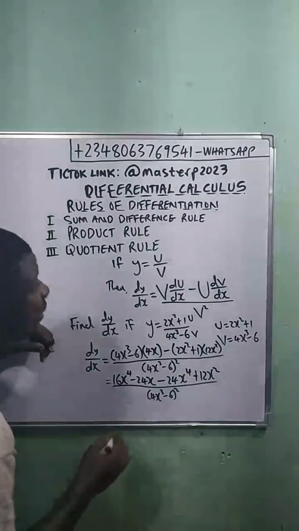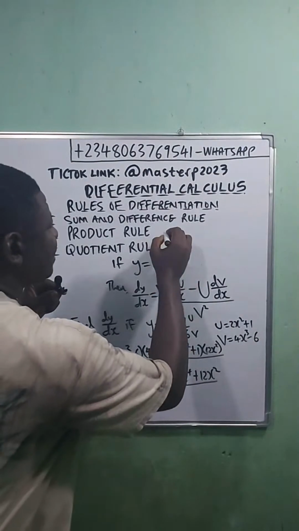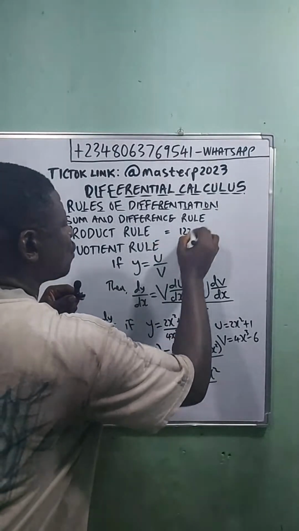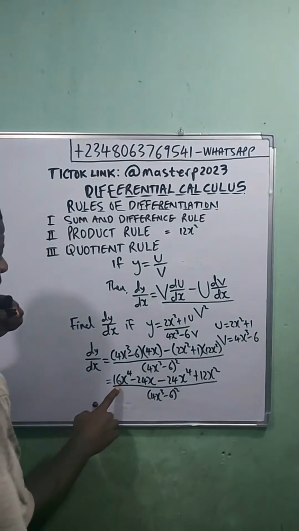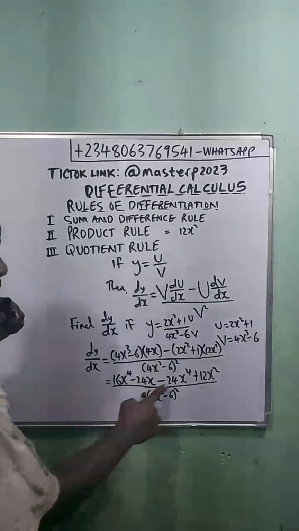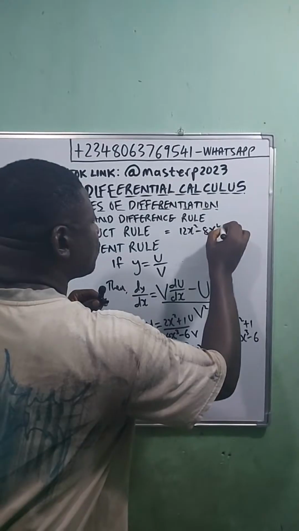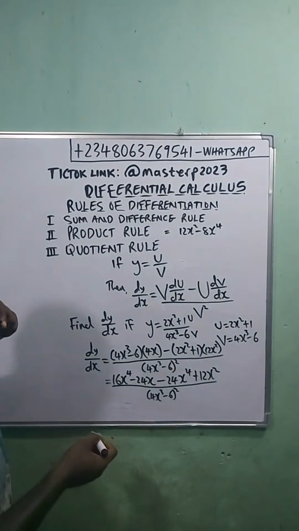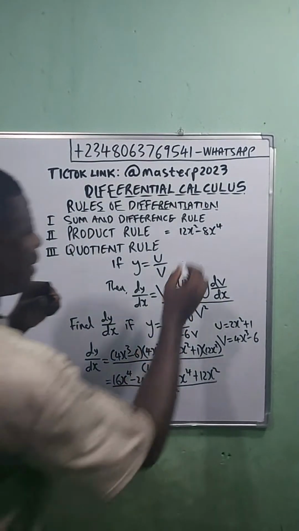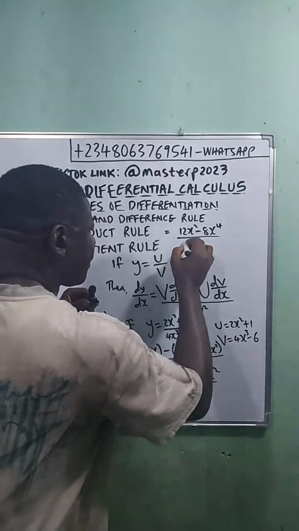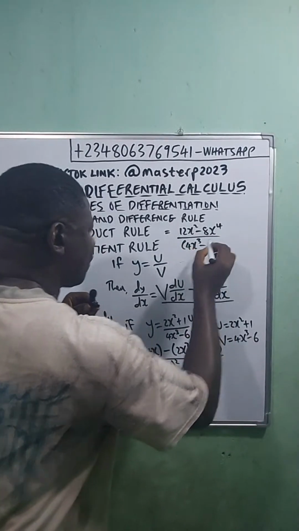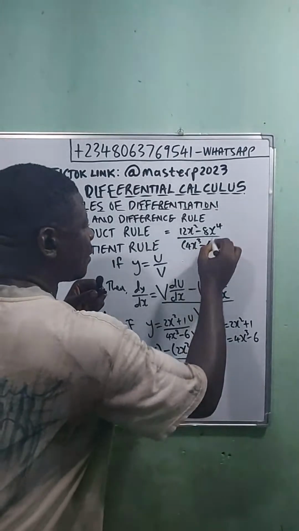From here, the final answer now will be 12x squared. Then 16x to the power 4 minus 24. That will be minus 8x to the power 4. I think that is that. I think we are done with that. Then all over bracket 4x cubed minus 6 all square.